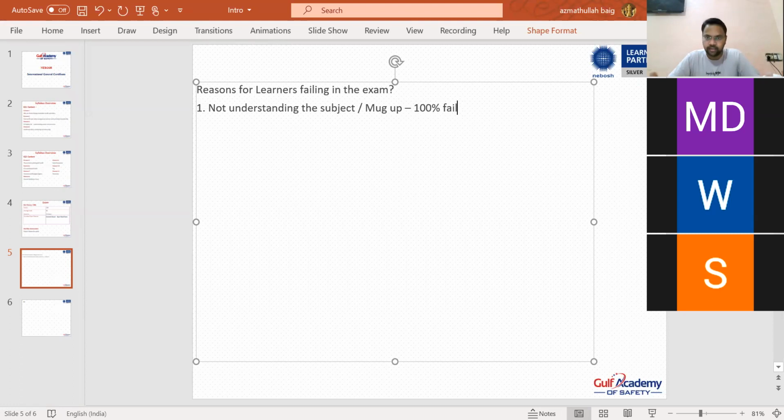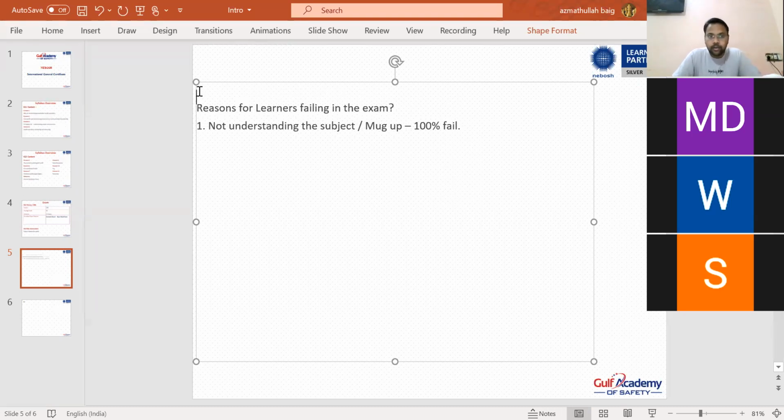If you are by hearting the things, if you are mugging up, simply first element, moralism, financial, there is no possibility that you will pass. Why? Because you have to understand the concept. Because this is a scenario-based examination. Until and unless you understand why you are preparing this, what is the importance of this particular topic, or what is the importance of health, what is the importance of safety, you will not be able to answer any question. So that is one reason.